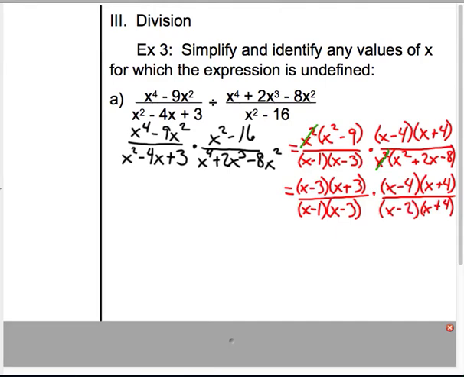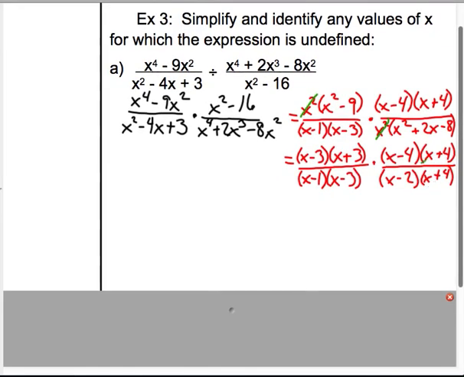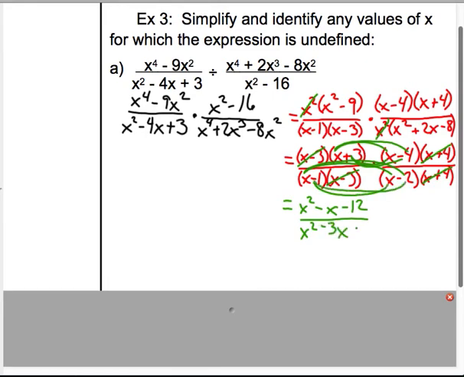So then I'm going to continue canceling. I see an x plus 4 in the numerator and denominator. And I see an x minus 3 in the numerator and denominator. And all of the other terms I see are prime. So I'm going to go ahead and distribute these back out as I multiply. So the x times the x, negative 4x plus 3x is negative x, 3 times negative 4. And then in the denominator, x times x, negative 2x minus x, and negative 1 times negative 2.